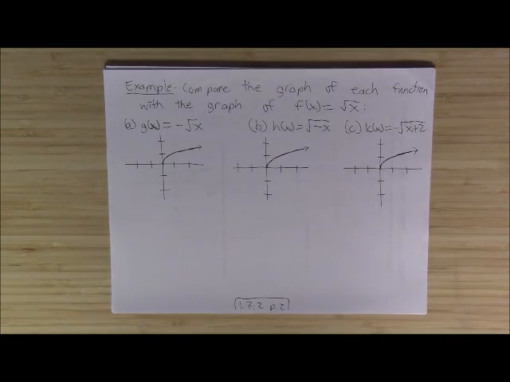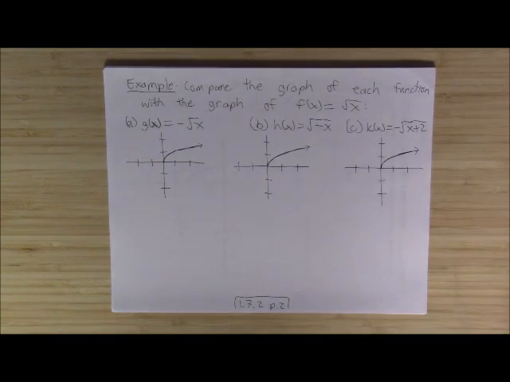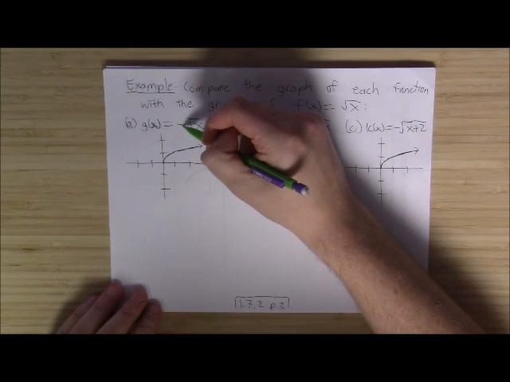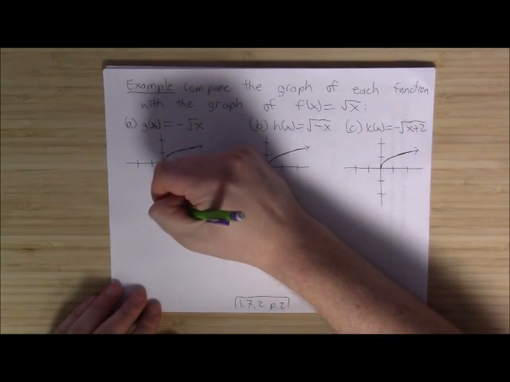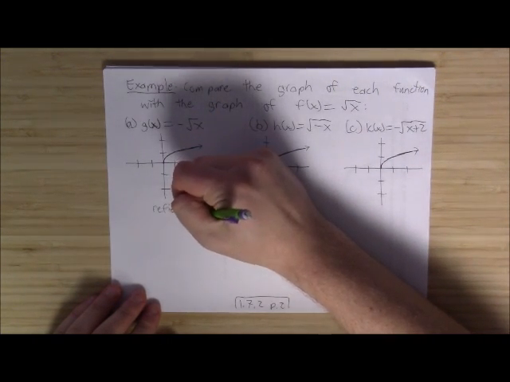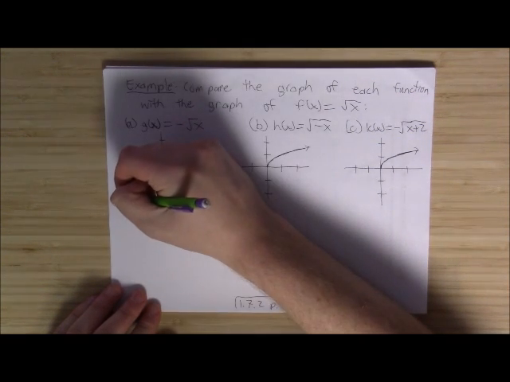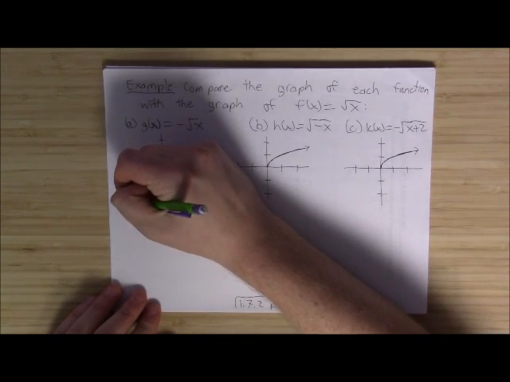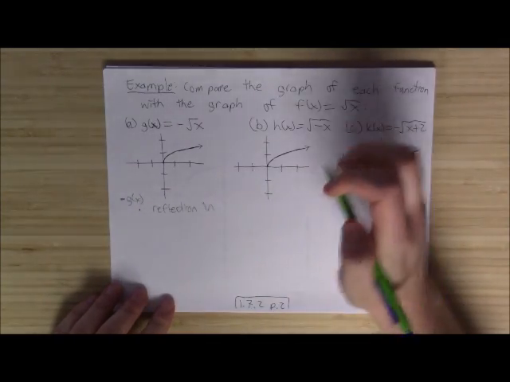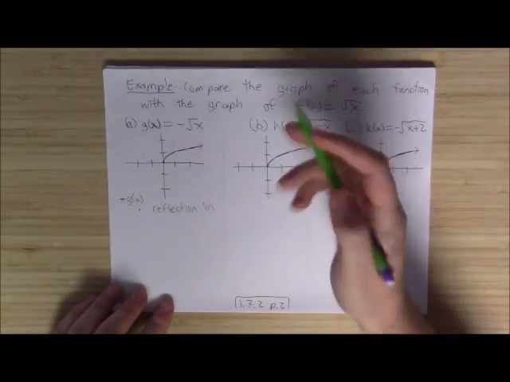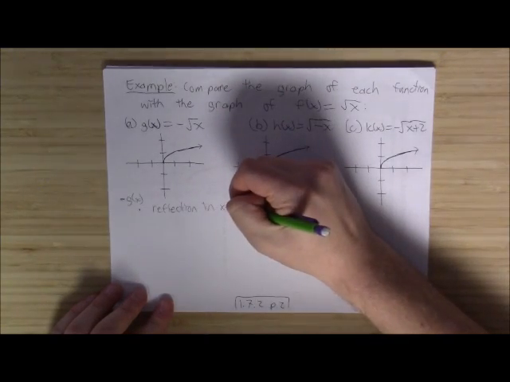So now let's do some examples similar to what we did in the last section. Let's compare the graph of each of the following functions, which are transformations of f of x equals the square root of x. So here we have the square root function in each one of these. Here, what does this do? Well, this is a reflection, and because this is negative g of x, that's a reflection in the negative on the outside, so x-axis.